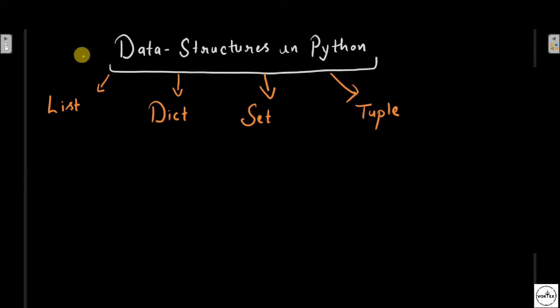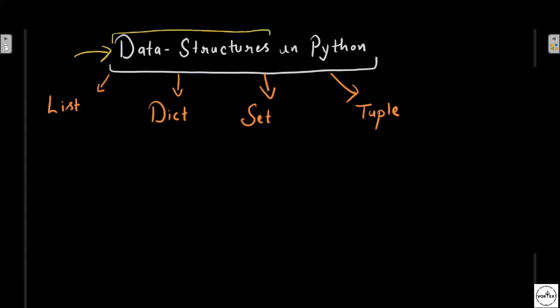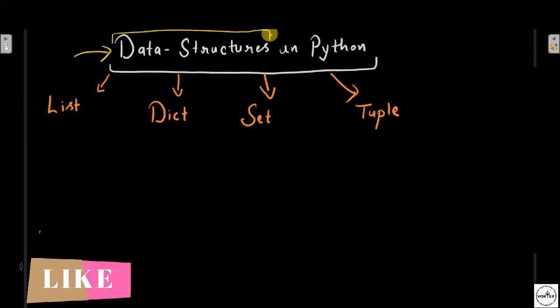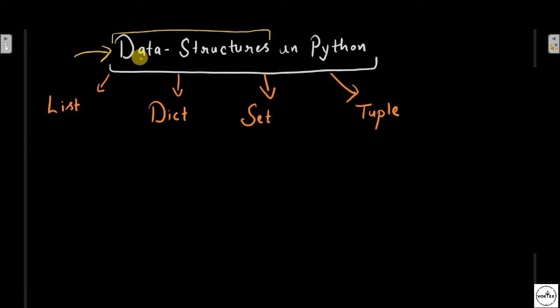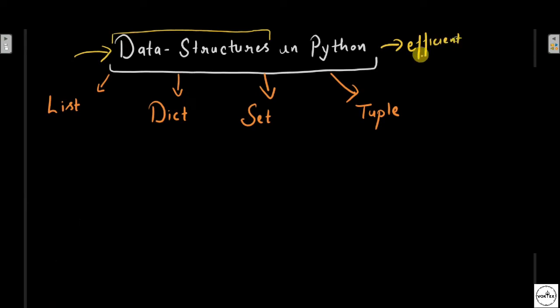Hello all, in this session we will understand what the basic data structures in Python programming are. First and foremost, we will try to understand why there is a need for data structures in Python programming. So let's have a high level overview of what exactly a data structure is all about. In general, it's nothing but an efficient way to store data.